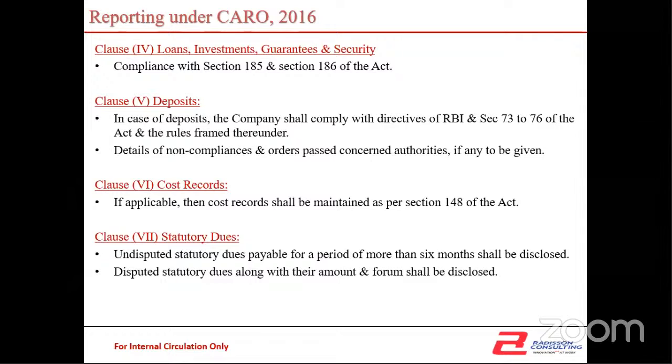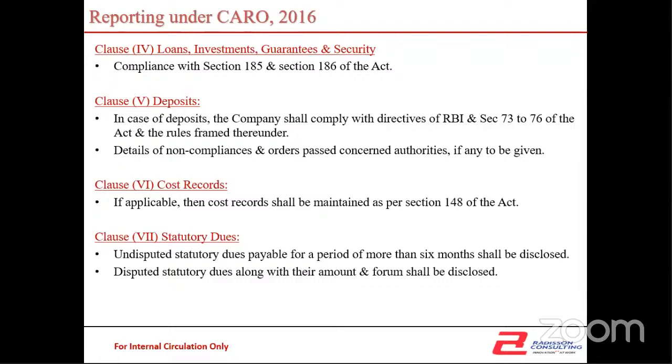Moving ahead to clause 7, which talks about statutory dues. Over here, the guidance note has bifurcated the statutory dues into two subclauses, which mainly include the undisputed statutory dues or the disputed statutory dues. Undisputed statutory dues, in case there are no appeals taken by the company with respect to the statutory dues, are defined as undisputed statutory dues.